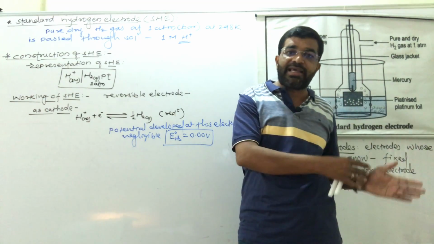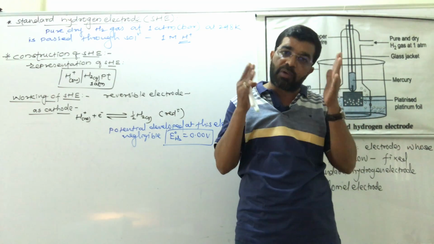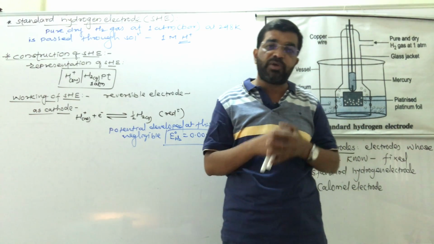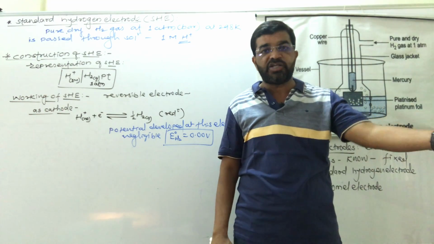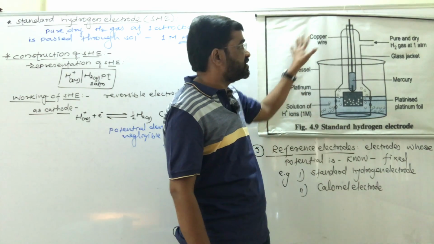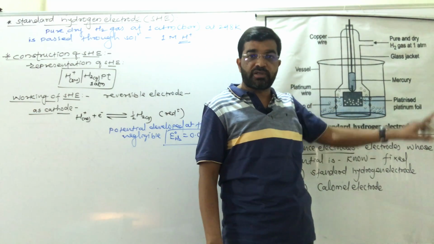Mostly this material or equipment is made up of glass, therefore it is difficult to set up, handle as well as transport. These are the difficulties in the setup of the hydrogen electrode.